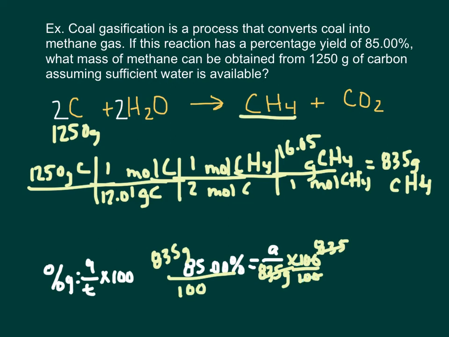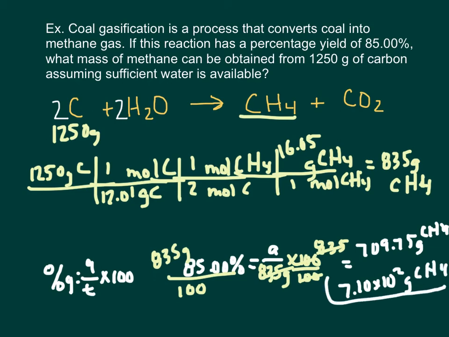So I get A equals 835 times 85.00, that percent will be taken care of, divided by 100. And when I plug that in my handy dandy calculator, I get 709.75, and that is my actual yield that I'll get out of this, 709.75 grams of CH4. Now, that's not in sig figs, so I need 3 sig figs. That would be 7.10 times 10 to the second grams of CH4. So a little different way there to work this out, but it's still all dealing with percent yield.